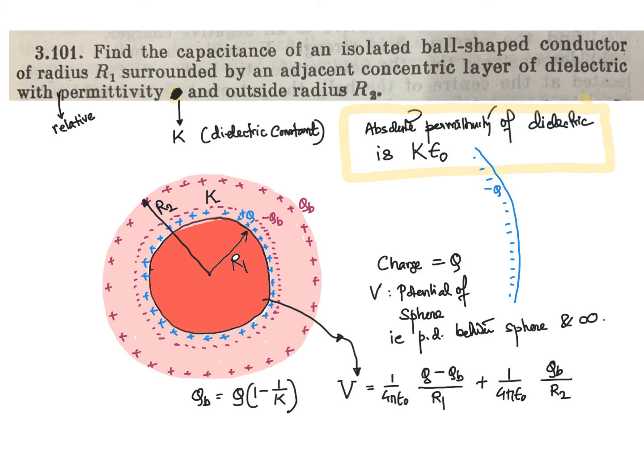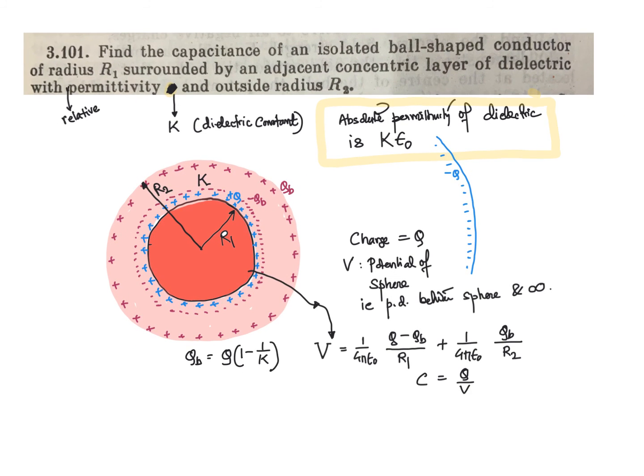So now to find capacitance, what do you do? Q divided by V. So that is one method to find out the capacitance.